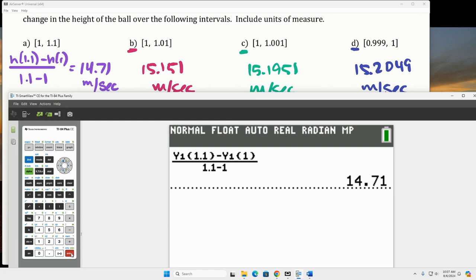All right, so what questions do you guys have about finding the average rate of change or estimating the rate of change at a point? Okay.